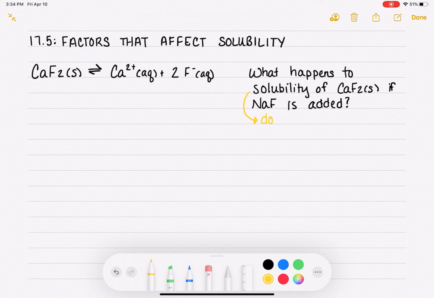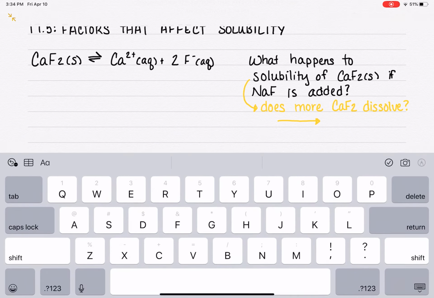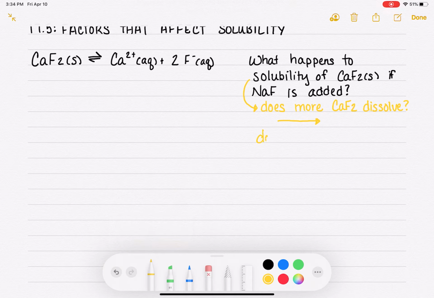Are they asking you, does more calcium fluoride dissolve? As in the equilibrium moves to the right so that more of it can dissociate and dissolve? Or does less of it dissolve? So do some of those ions that have already been dissolved come back together and re-solidify so that less is dissolved? And that would involve equilibrium shifting to the left towards the side of the chemical reaction that has the solid substance on it. So that's what this question is asking. What happens to the solubility? Does more or less dissolve?